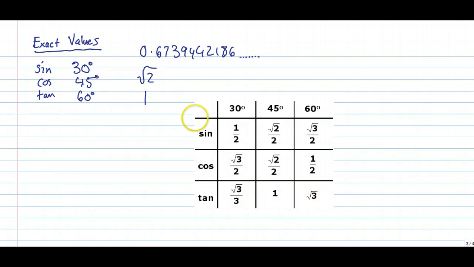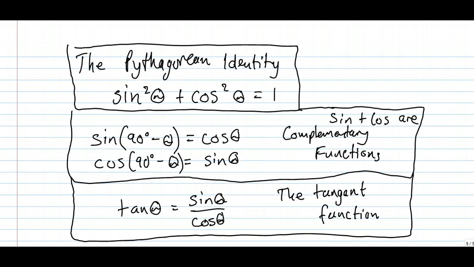Now, don't panic, because there's no need for you to memorize those identities. If you need to use them, then they'll be available to you. Okay, the last new thing that I'll introduce to you are these 3 bits of, I guess you'd call them, trigonometry trivia. Okay, the first one is the Pythagorean Identity.